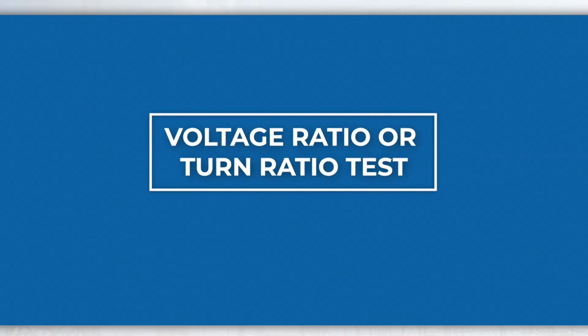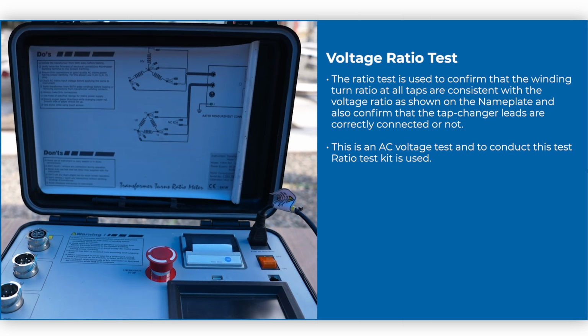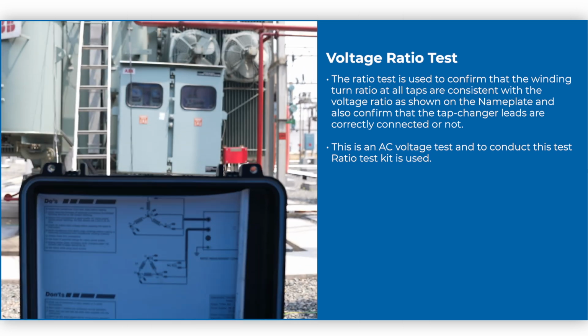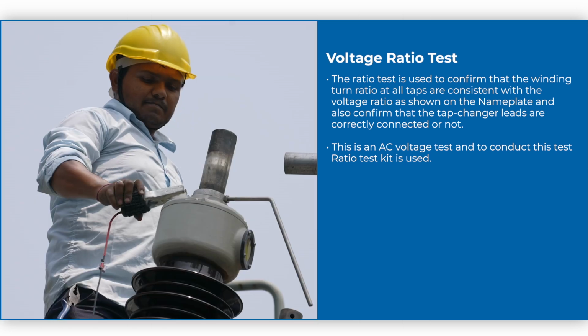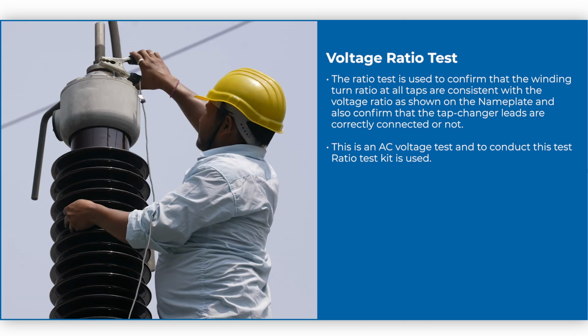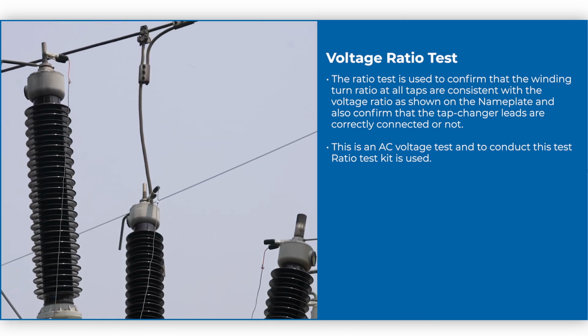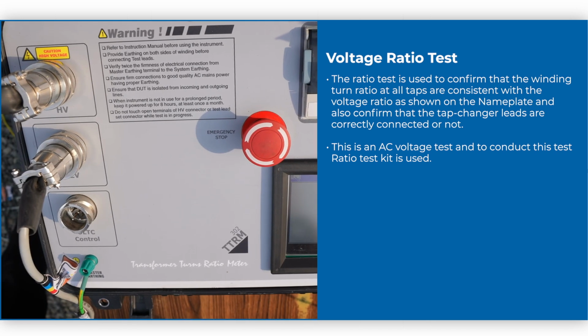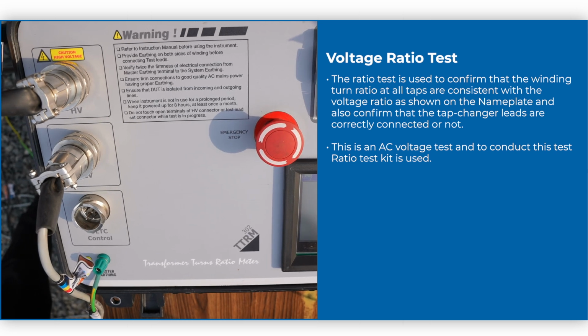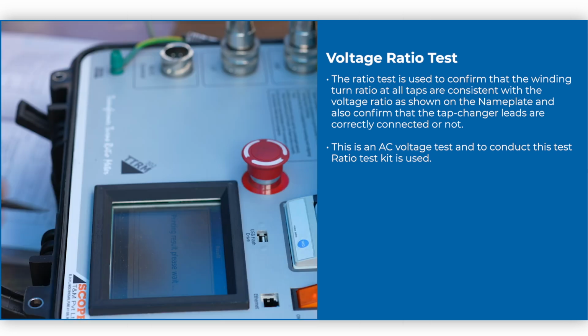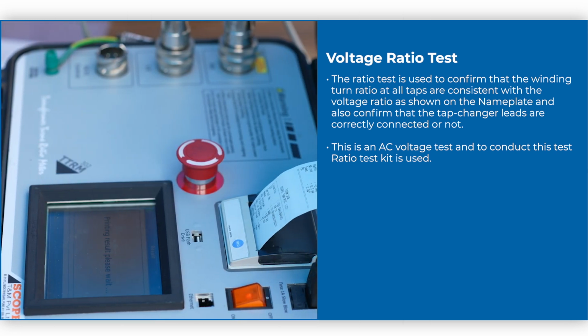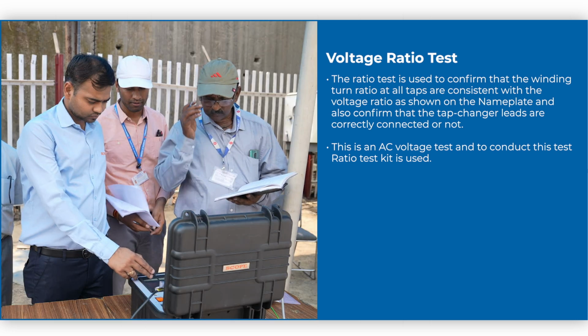Voltage ratio test. The ratio test is used to confirm that the winding turn ratio at all taps is consistent with the voltage ratio as shown on the nameplate, and also confirm whether the tap changer leads are correctly connected or not. This is an AC voltage test, and to conduct this test, a ratio test kit is used. Steps for testing.